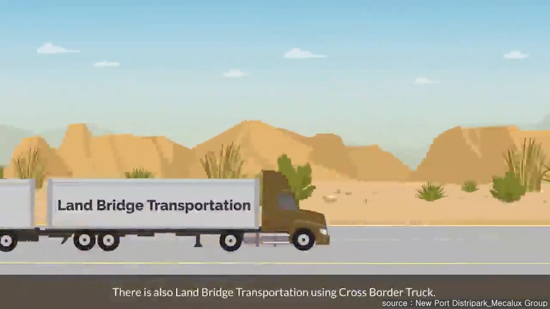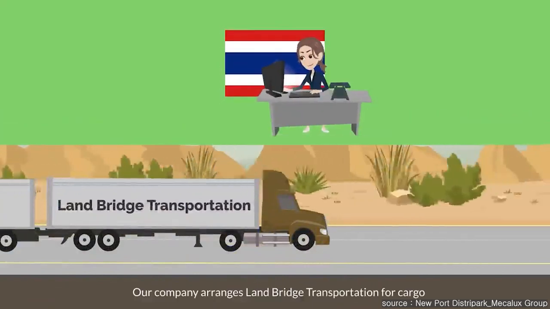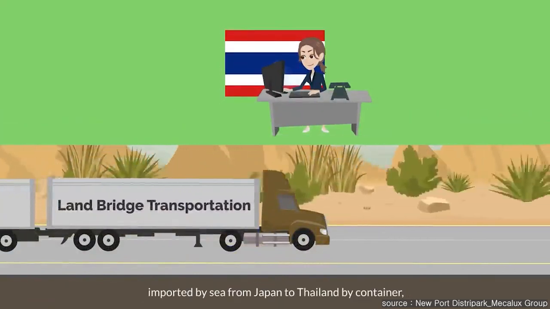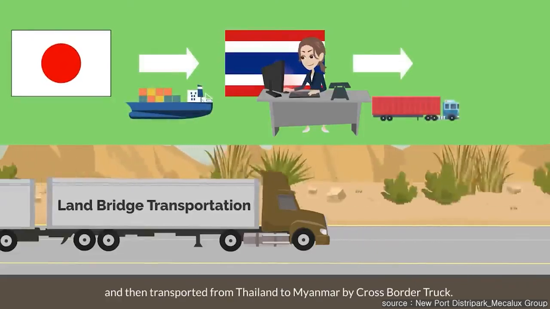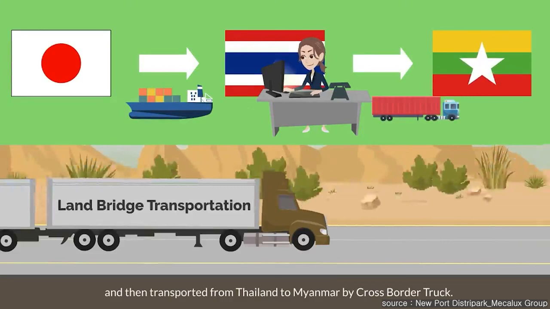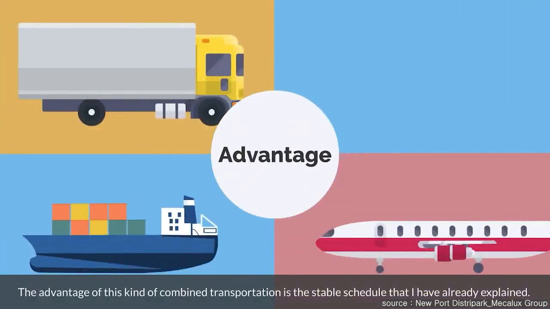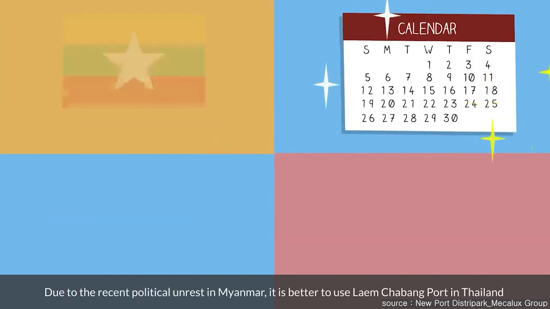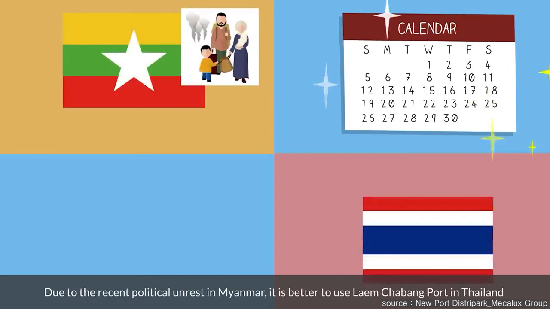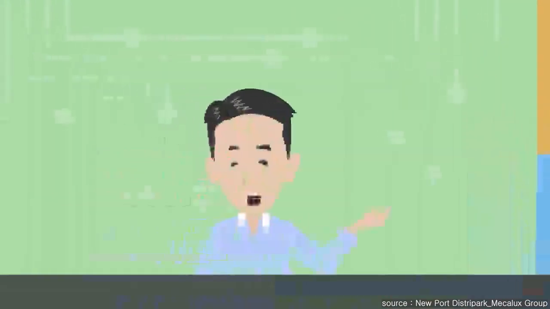There is also land bridge transportation using cross-border truck. Our company arranges land bridge transportation for cargo imported by sea from Japan to Thailand by container, and then transported from Thailand to Myanmar by cross-border truck. The advantage of this kind of combined transportation is the stable schedule that I have already explained. Due to the recent political unrest in Myanmar, it is better to use Laem Chabang port in Thailand than Yangon port in Myanmar, as the schedule is more stable.